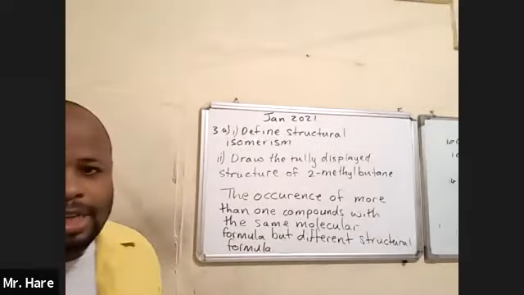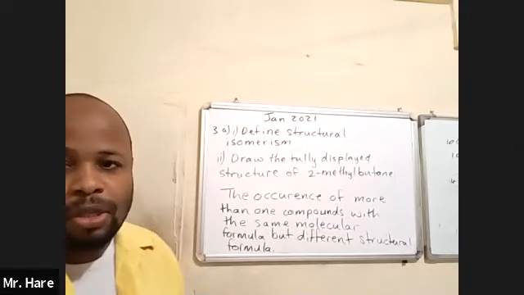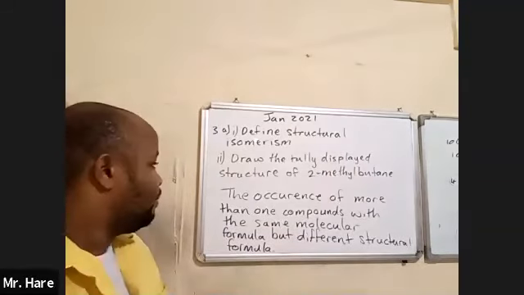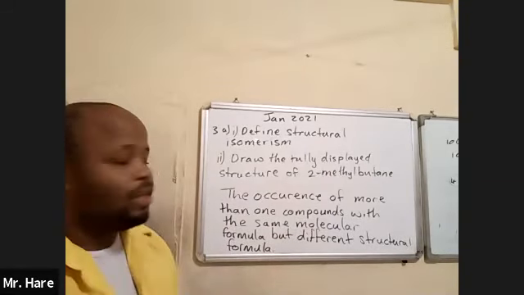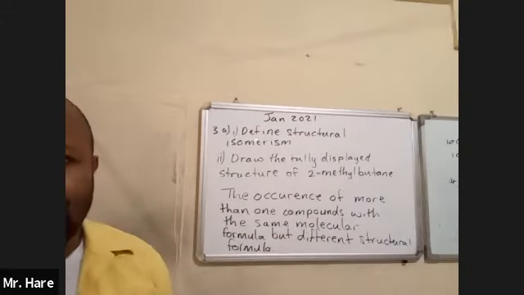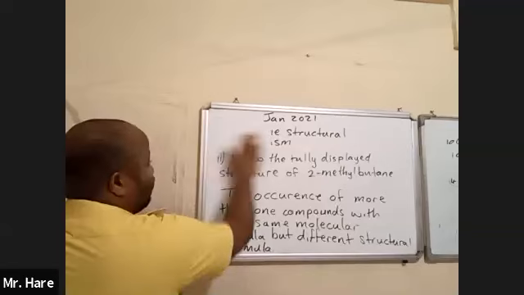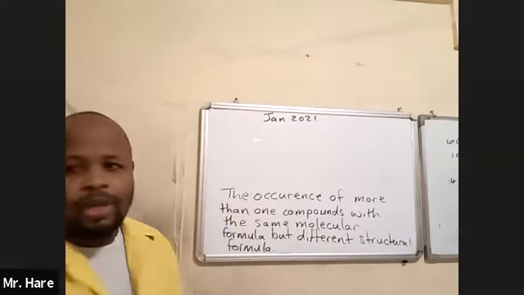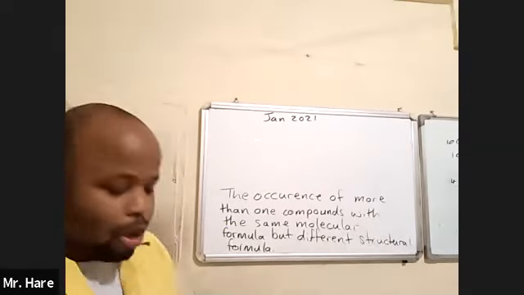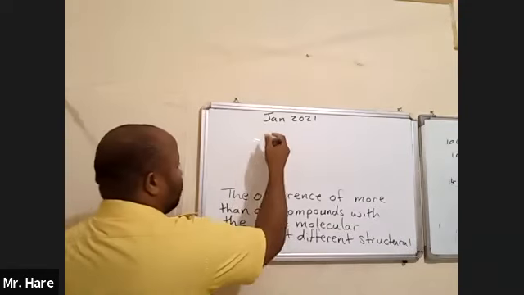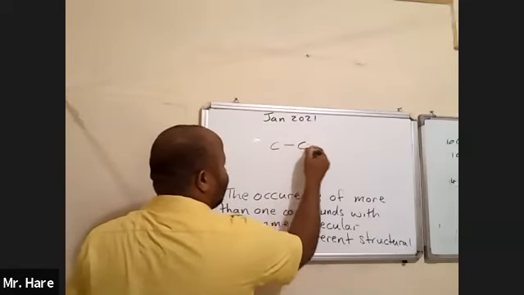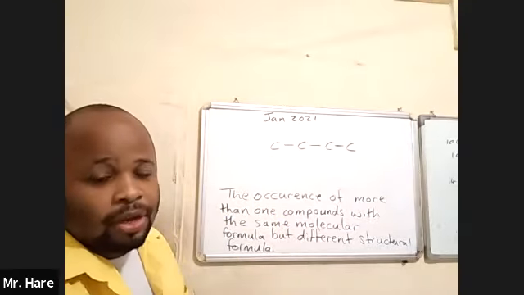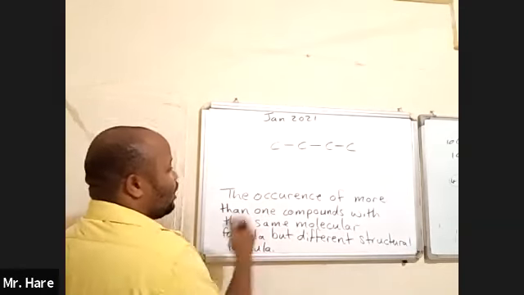All right, so structural isomerism is just the occurrence of compounds. They have the same molecular formula, but different structural formula. All right. Then I'm going to draw the structure for 2-methyl butane. So first I'm going to draw 4 carbon atoms because it says butane, so I must draw 4 carbon atoms. It says 2-methyl, so on carbon 2, I must have a methyl group.